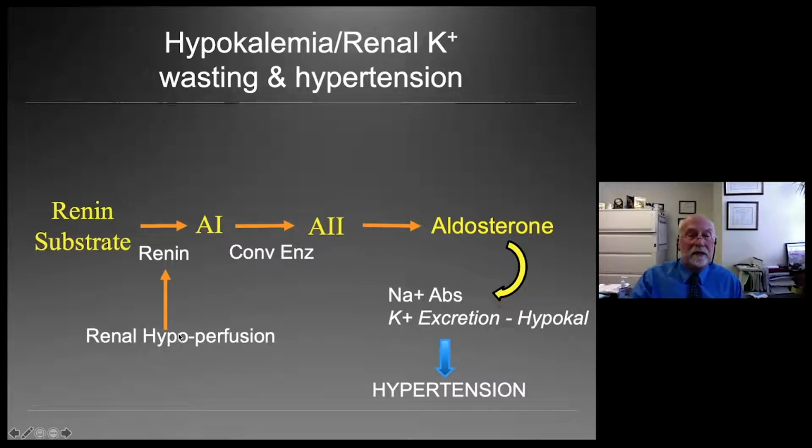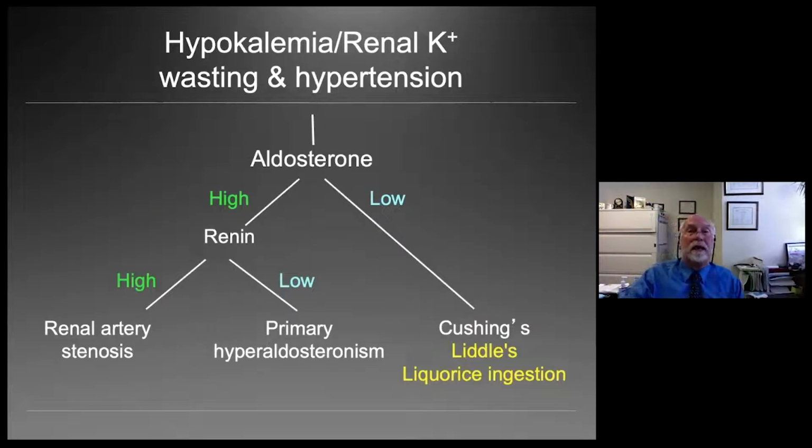Any condition of renal hyperperfusion will activate this system, including renal artery stenosis. What about other endocrine disorders that are associated with low potassium and hypertension? Well, we think about aldosterone, and we just went down this renin system leading to angiotensin 2. I mentioned renal artery stenosis. But here, the renin would be high, and the aldo would be high. Whereas in primary hyperaldosteronism, the aldosterone would feed back and suppress the renin.